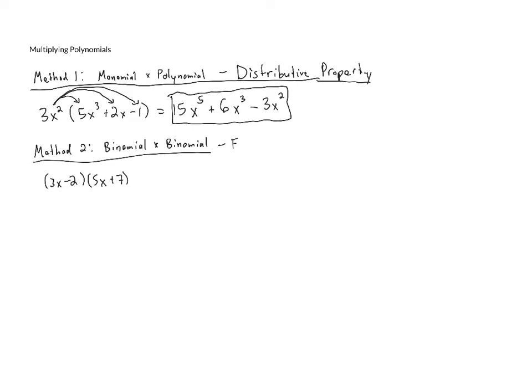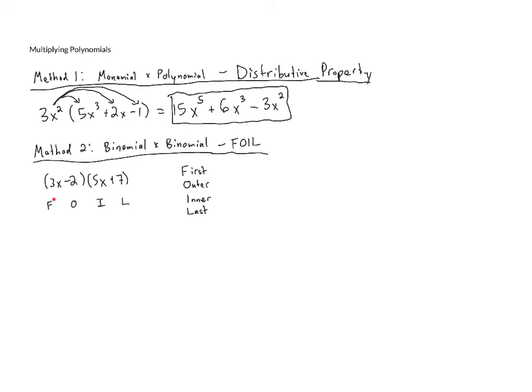and that shortcut is called FOIL. You may have seen it before. FOIL stands for first, outer or outside, inner or inside, and last. And this tells us which of the terms in the binomials we need to multiply together. So here's what I'm going to do. I'm going to write out FOIL below this polynomial, and I'm going to show you how foiling works.